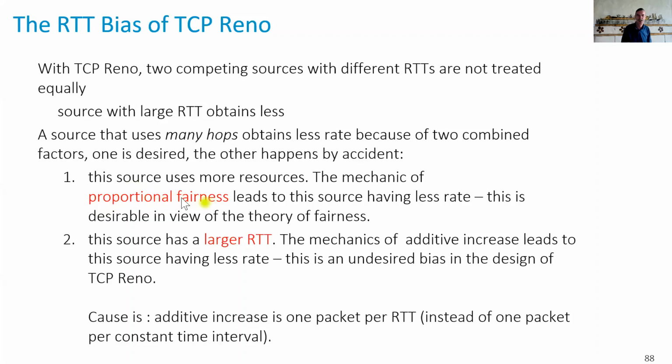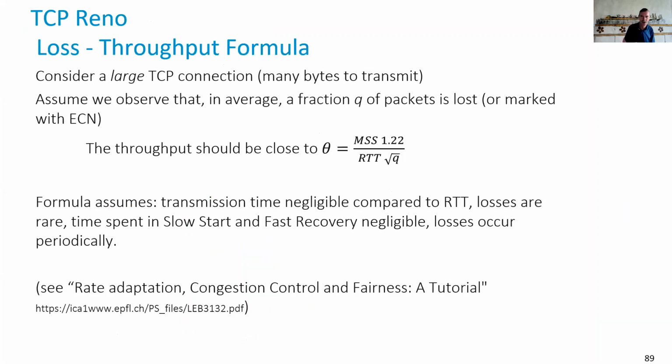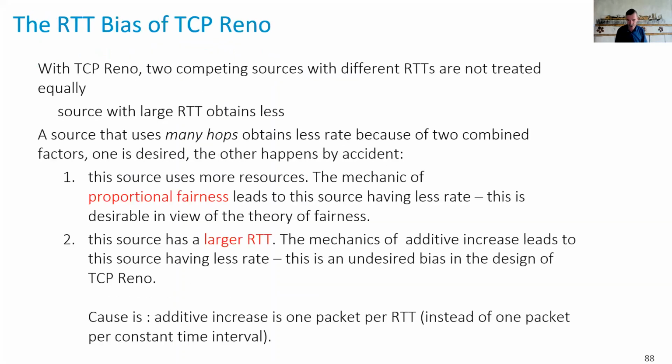One part is an emerging property that comes from the utility function. Another part is a bug, in fact. It's a bug of TCP Reno. TCP Reno should correct this. It's possible to do that, but it has never been done, and it will probably never be done in this form here. Which means that this bias exists, and this is a second reason for content distribution networks.